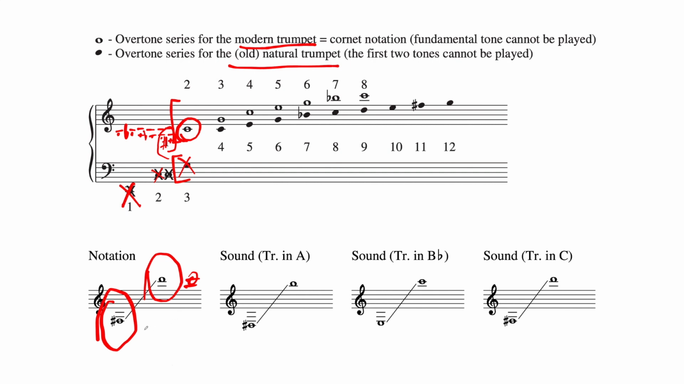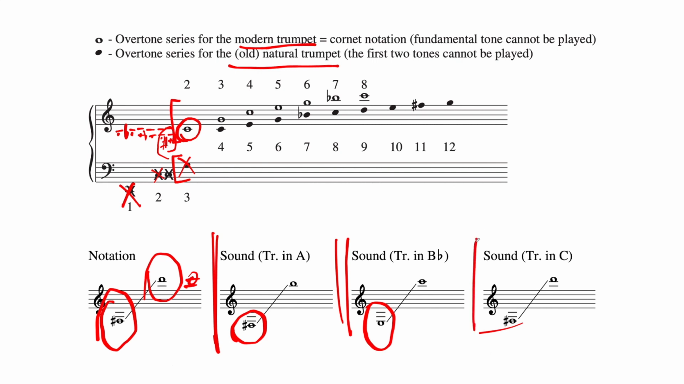And this is the notation, and the trumpet will sound differently in every size. This is trumpet in A, the sound will be D sharp. This is trumpet in B flat, the sound will be E. And the trumpet in C, there's no change, of course.